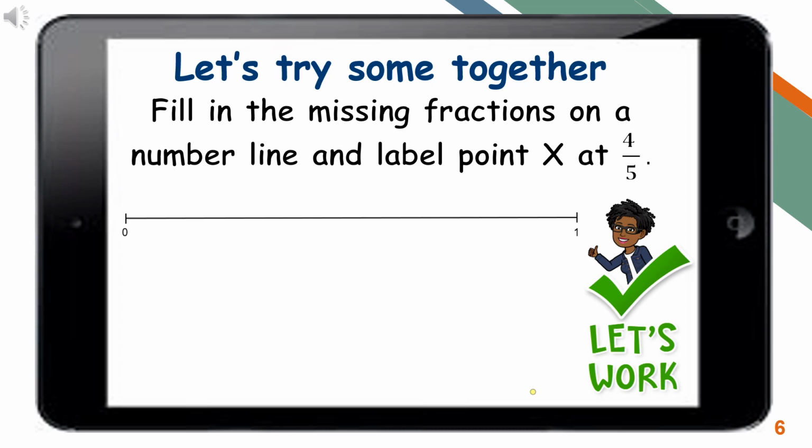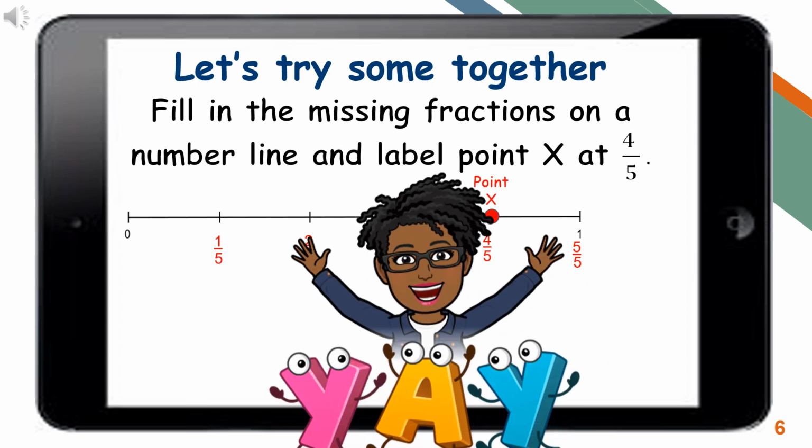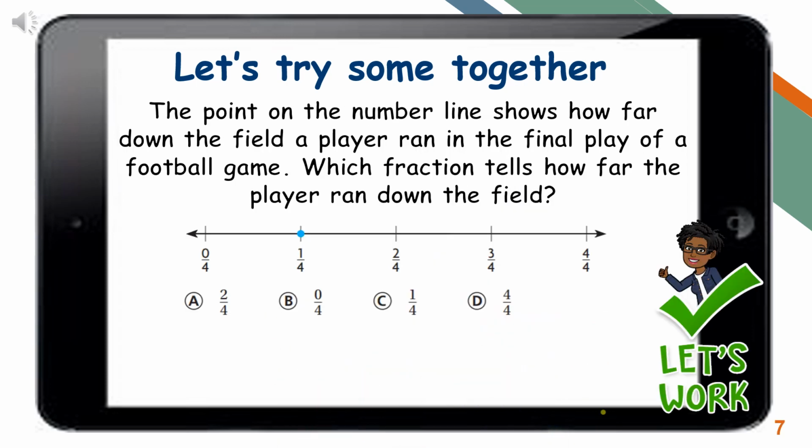You should have noticed that since the denominator is 5, the number line will be divided into 5 equal parts. That was a pretty helpful clue. Now you just need to label each part and plot point X at 4/5. How did you do? You've got this. Let's try a word problem.